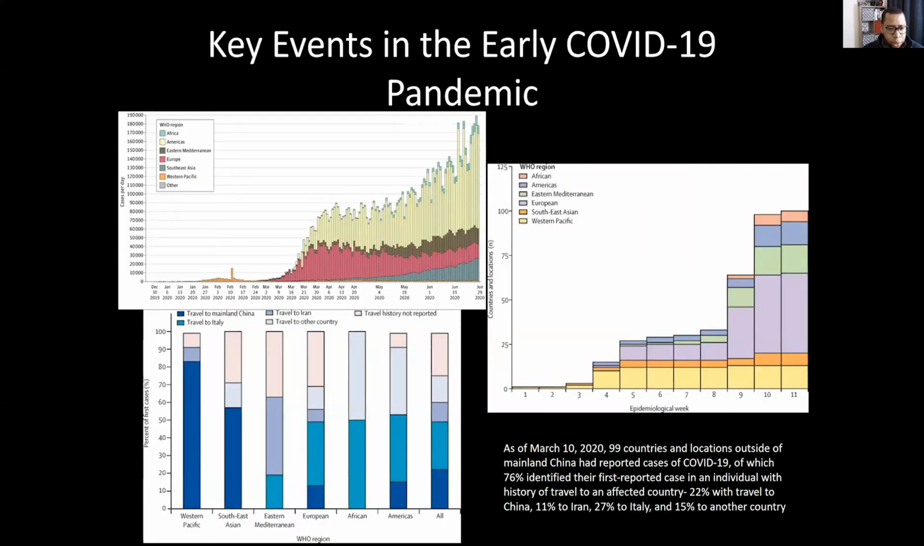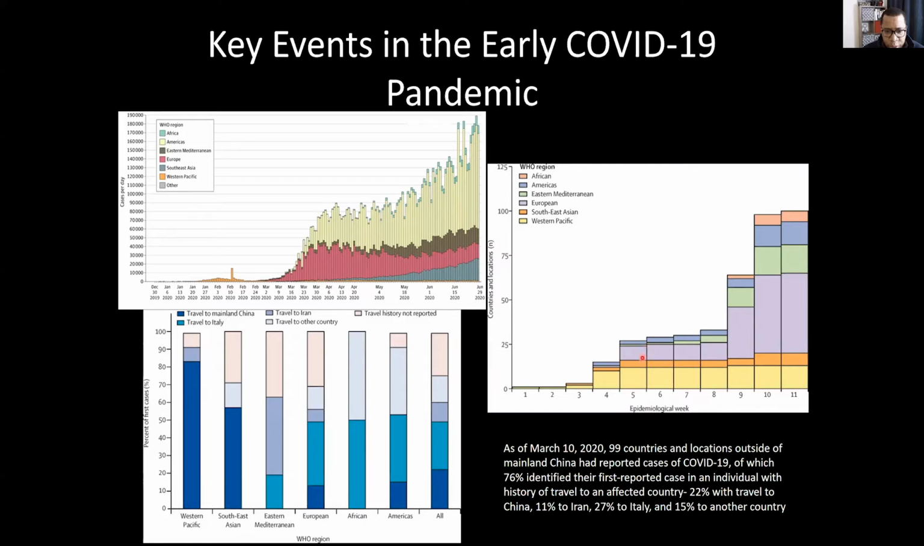So this just shows you some of the early events in the COVID-19 pandemic. As you can see, Africa only contributed a small proportion of cases, especially early on. And most of these cases in Africa specifically were as a result of travel to Italy and travel to other countries, and less actually directly from travel to China.